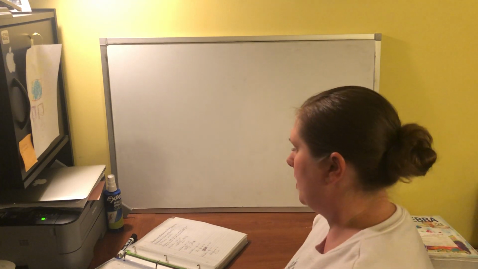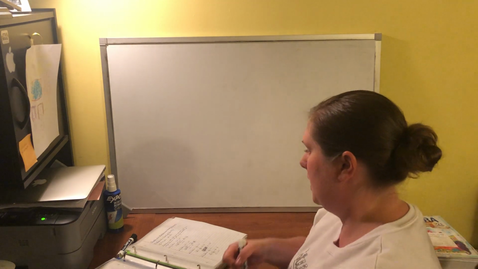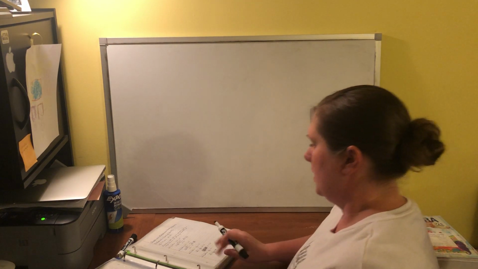Welcome back, everybody. We are getting into chapter 2.2. So in 2.2, we're going to talk about the multiplication property of equality as well as the division property of equality. All right, so let's go ahead and get started.